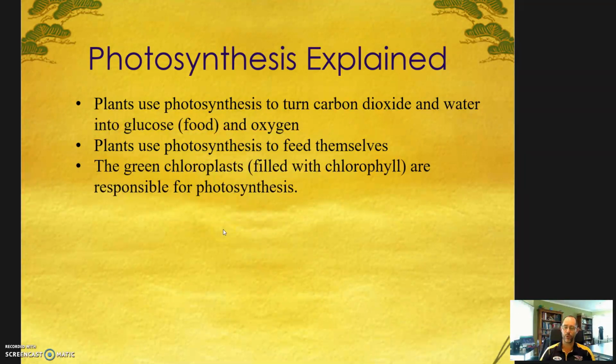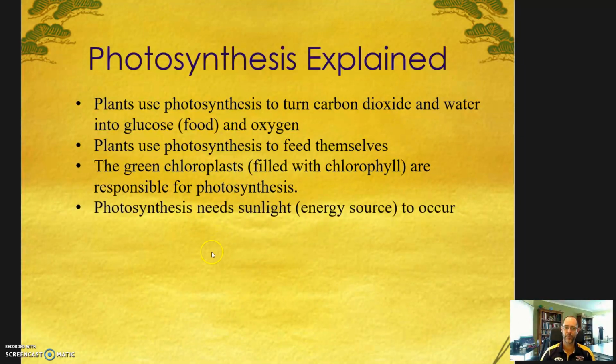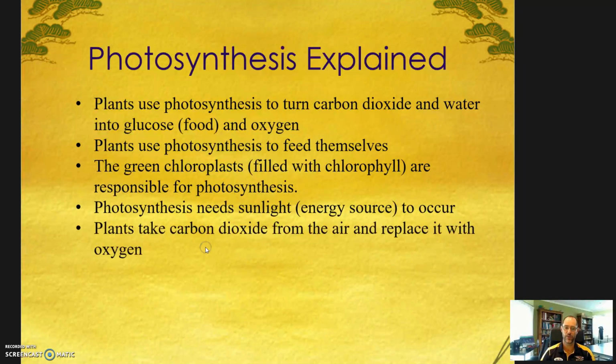As I said before, the chloroplasts, the green structures inside plant cells, are filled with chlorophyll, making them green. They're responsible for photosynthesis. Ultimately, like all things on Earth, we need the sun, and sunlight, or the energy from light, is the energy source we need for photosynthesis to occur. Just having carbon dioxide and water will not start the chemical reaction. We need the sunlight as an energy source to allow that reaction to occur.